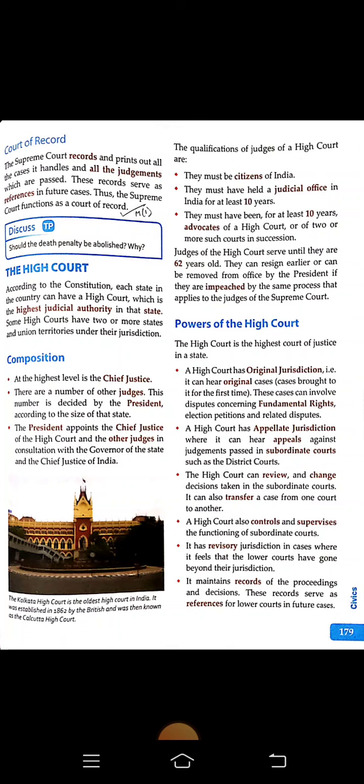and related disputes. A High Court also has appellate jurisdiction, where it can hear appeals against the judgments passed by the subordinate courts, such as the district courts. The High Court can review and change the decisions taken by the subordinate courts. It can transfer a case from one court to another court also. A High Court also controls and supervises the functions of the subordinate courts.